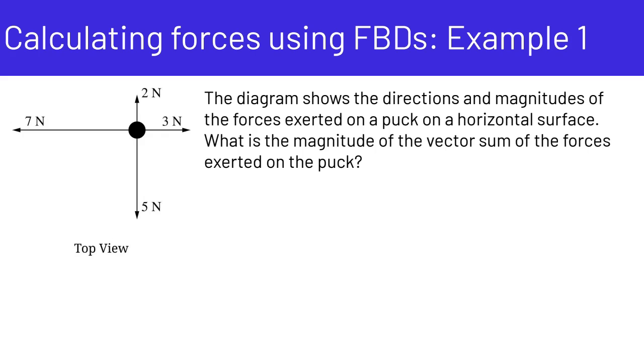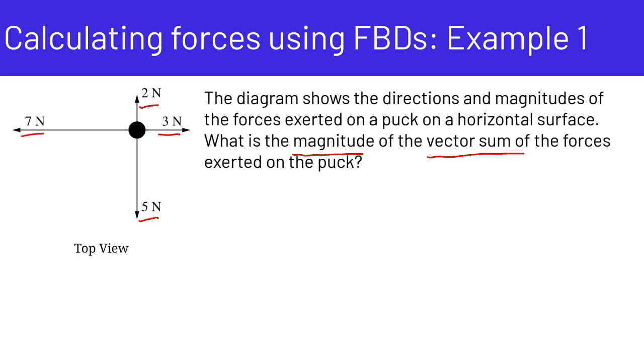Okay, in this example, the diagram shows the directions and magnitudes of the forces exerted on a puck on a horizontal surface. What is the magnitude of the vector sum of the forces exerted on the puck? We already have a free body diagram drawn for us here. We've got a force of 2 newtons in the upward direction and a force of 5 newtons in the downward direction. And then we've got a force of 3 newtons in the rightward direction and 7 newtons in the leftward direction.